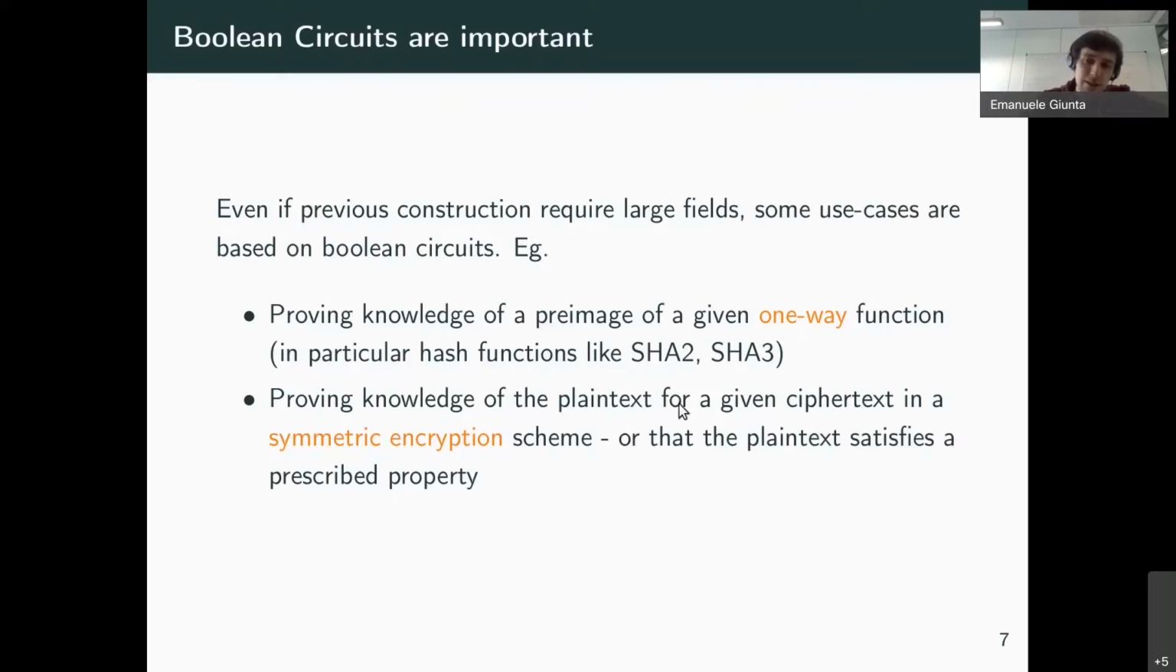And this is the first example. And the second one instead is, given a symmetric encryption scheme, to show that either the plaintext or a property is satisfied by the plaintext. For instance, if you are doing, maybe, electronic voting, we would like to show that the plaintext, for instance, is one of the candidates, or other examples may come to mind.